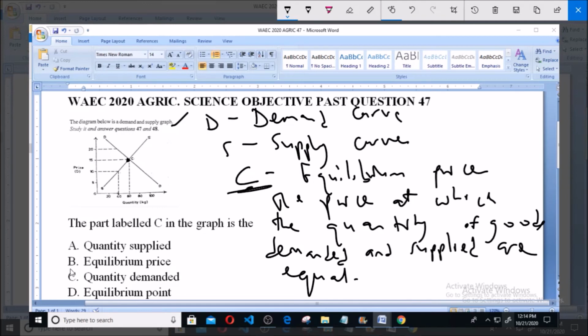So C is equilibrium price, and equilibrium price is option B. So option B is the correct answer to this question.